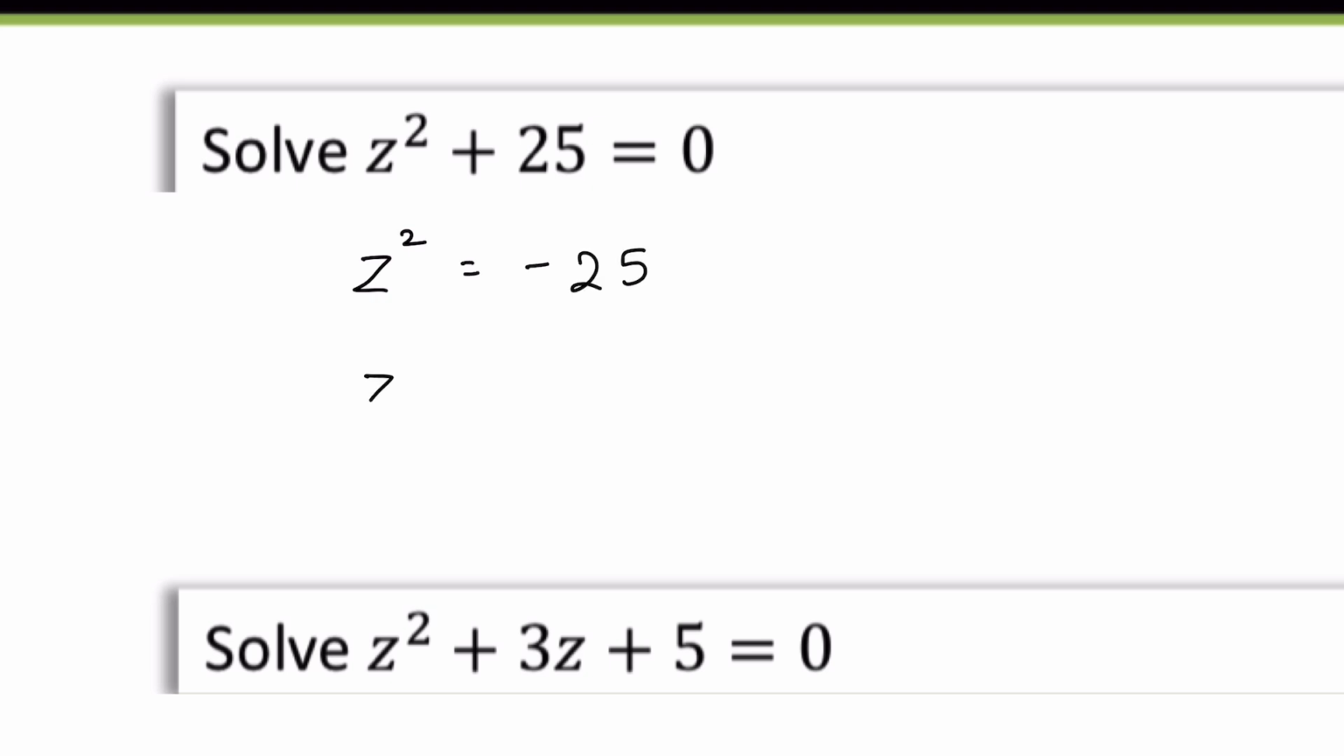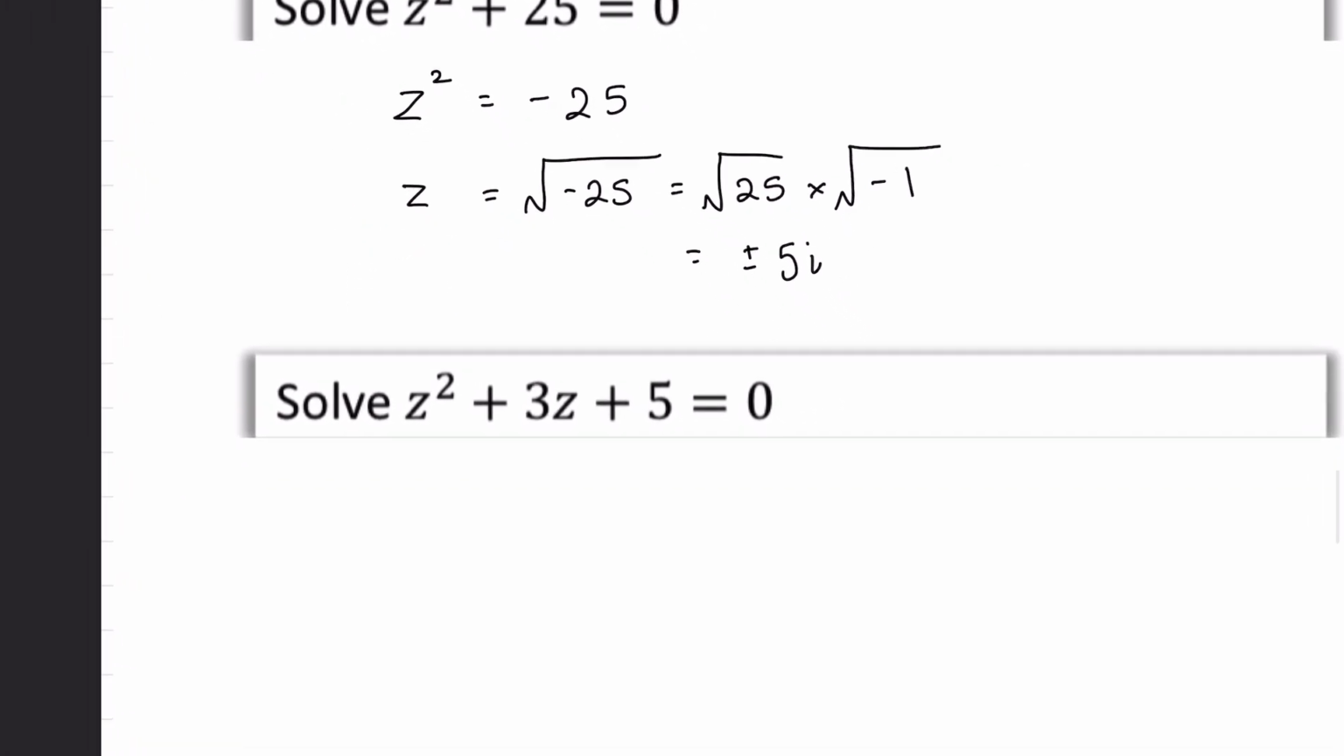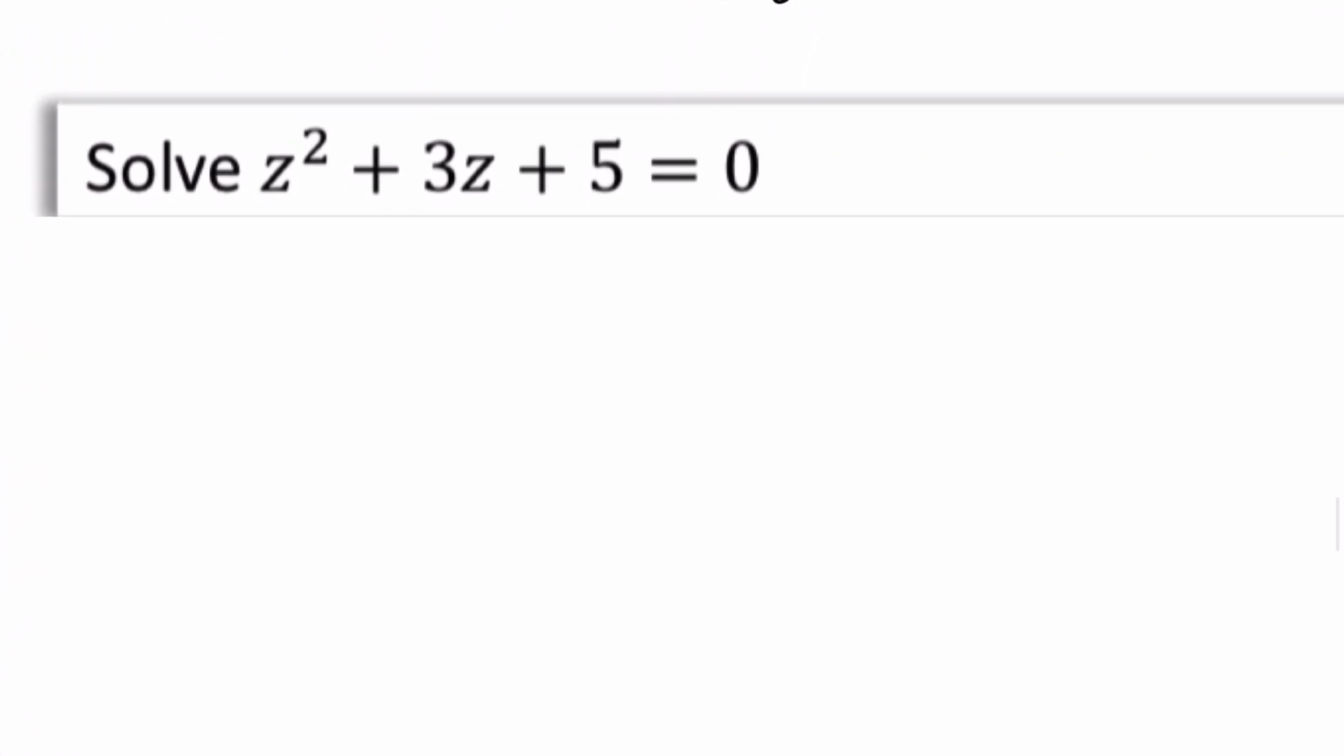So when we square root both sides, we get the square root of negative 25. So that is root 25 multiplied by root negative 1, and you get plus or minus 5i. Lovely. Here we've got a quadratic, z squared plus 3z plus 5.